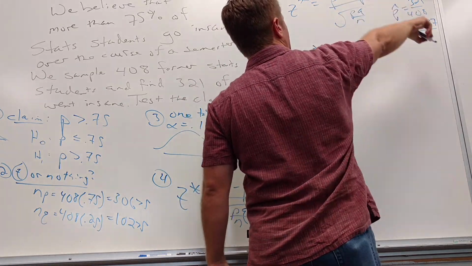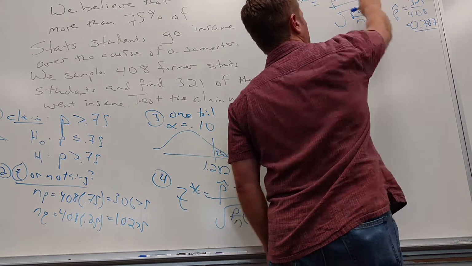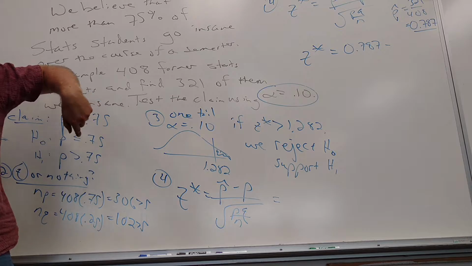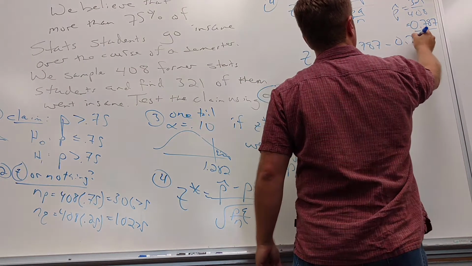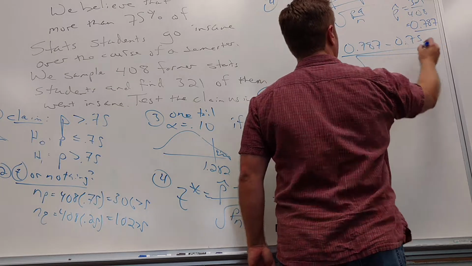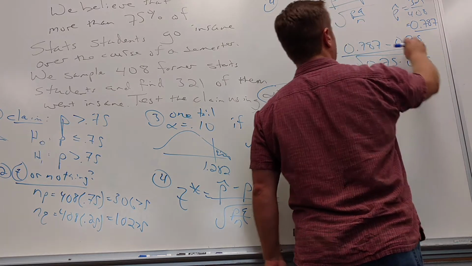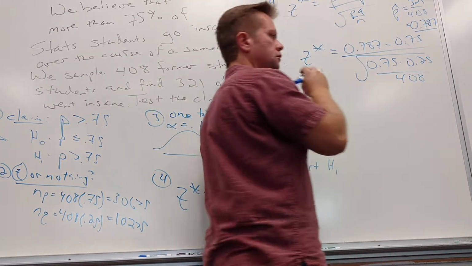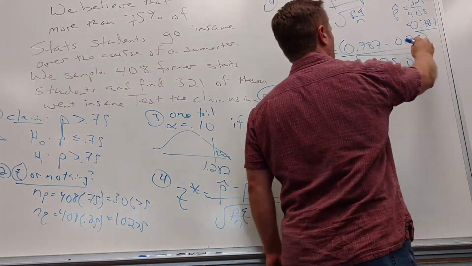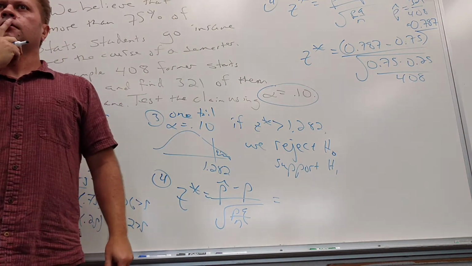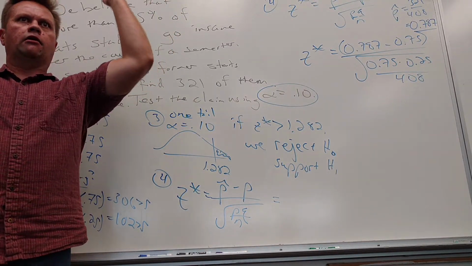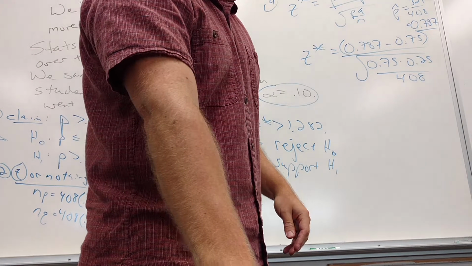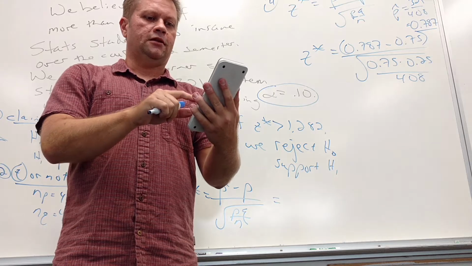So z star equals p-hat, 0.787, minus p. What's p? 0.75, right? It's always the number from my hypotheses. 0.75, divided by the square root of 0.75 times 0.25, that's pq, over n, 408. Dear God, you can make so many neat mistakes in the calculator doing that. Put the top in parentheses so the calculator knows what the top is. It doesn't have eyeballs, so you got to help it out. The TI doesn't have eyeballs in it. That's one step away from the end.